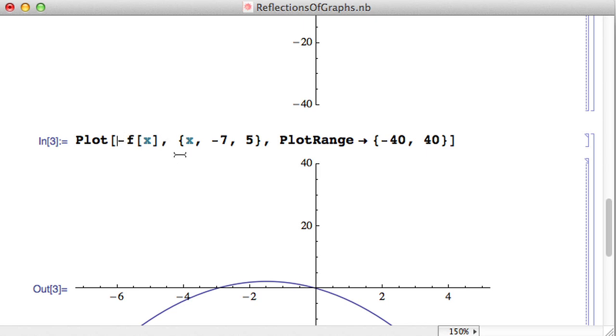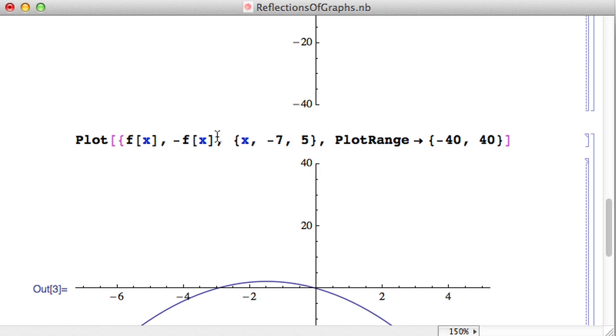Now, let's say I wanted to graph them together at the same time to see that these are actually reflections. So what I need to do is plot a list of functions. A list in Mathematica is braces. So I have braces f of x comma minus f of x and then close the braces. So instead of plotting one function, I'm plotting two functions, and everything else stays the same.